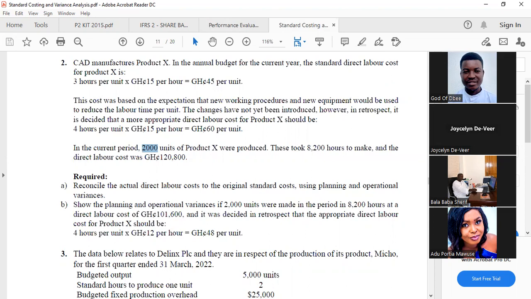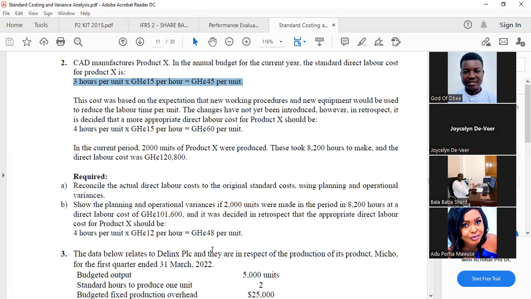4 hours per unit times 12 Ghana cedis per hour, making 48. So what they are giving you right now is the revised what? Budget. This is the revised budget given to you. But what was our original budget? That is 3 hours by 15. So if you come to the revised budget, they are increasing the hours and reducing the what? Reducing the rate, isn't it?